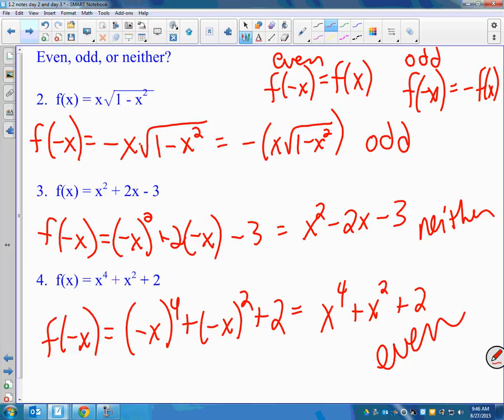So sometimes these are very straightforward. Sometimes you might have to think a little bit about them to do them. But just know that even, odd, or neither could be one of the 3 answers there. And again, you'll definitely see that again.